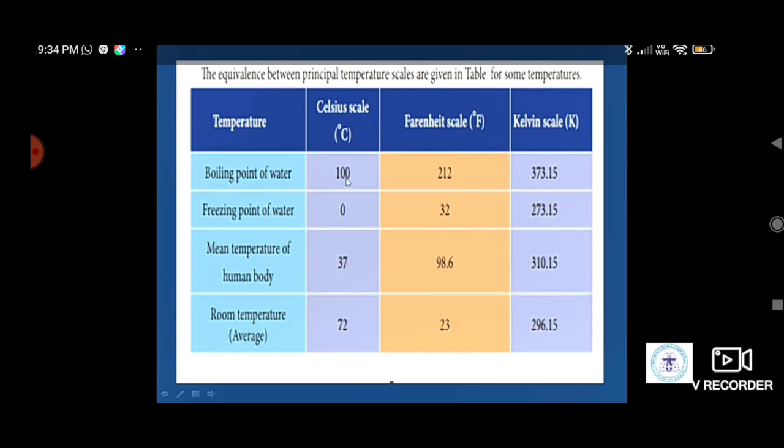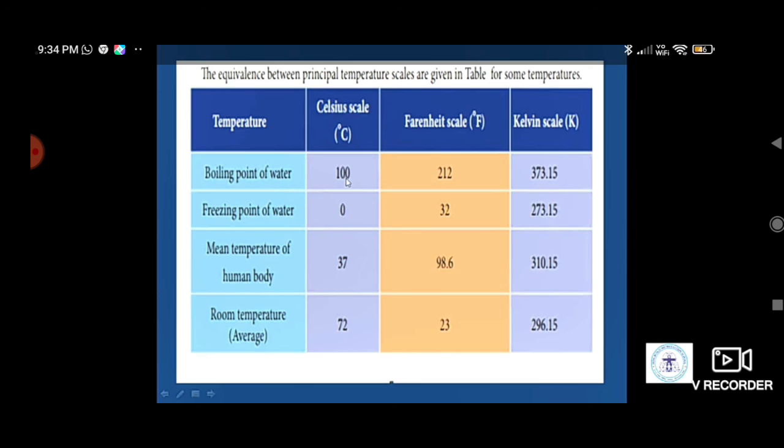The equivalence between the scales of temperature is given in the table. For the boiling point of water, the Celsius scale is 100, the Fahrenheit scale is 212, and the Kelvin scale is 373.15 Kelvin. For the freezing point of water, the Celsius scale is 0, the Fahrenheit scale is 32 degrees, and the Kelvin scale is 273.15.